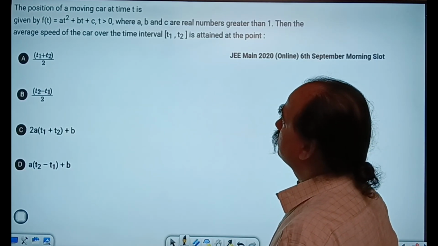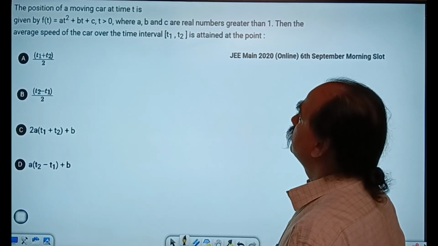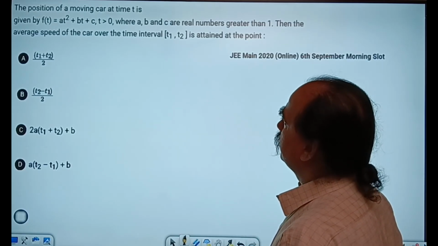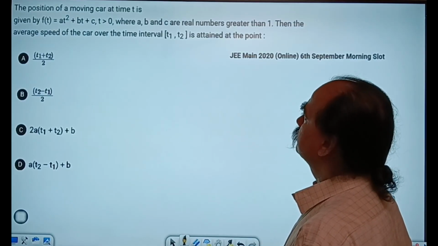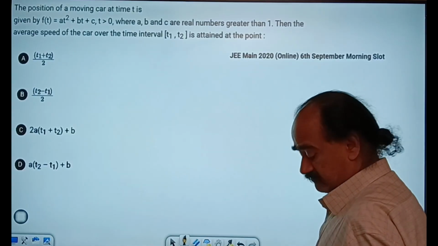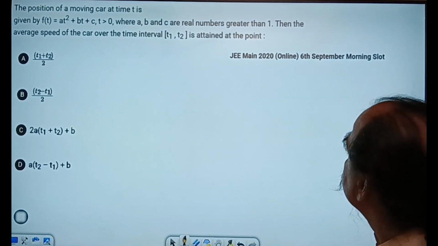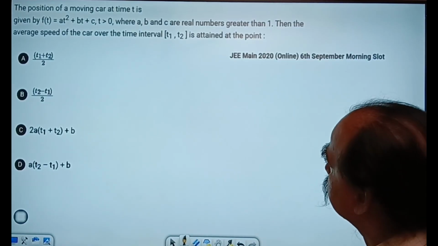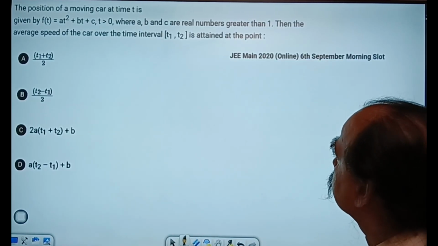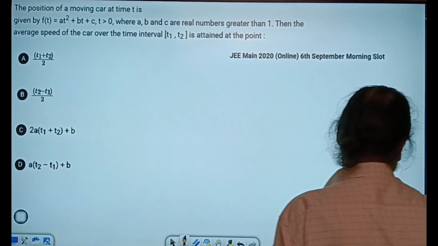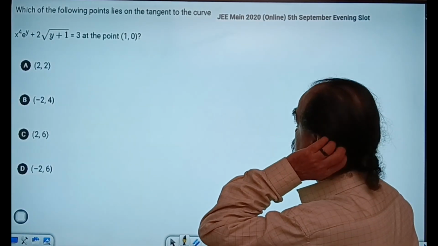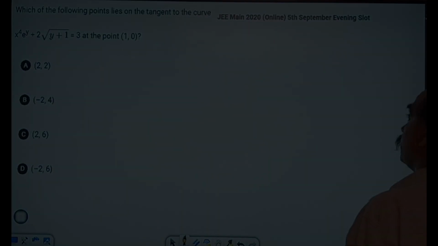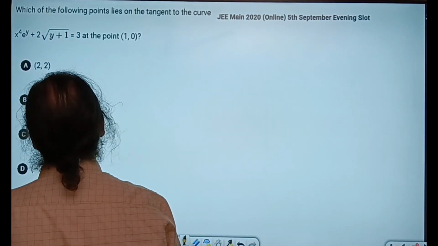The position of a moving point car at time t is given by f(t) equals at square plus bt plus c, where a, b, c are real numbers greater than 1. Then the average speed of the car attains at. Let me do this. Which of the following points lies on the curve? Tangent to the curve at this point.